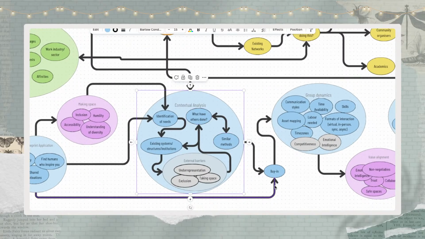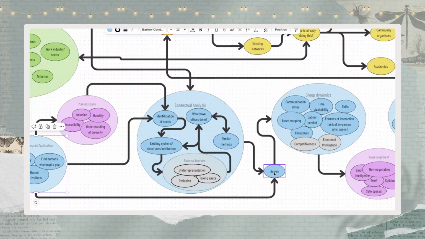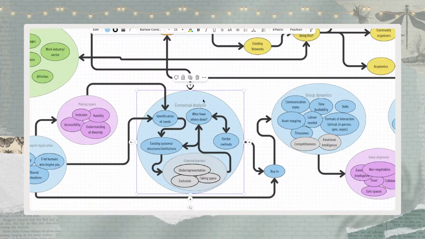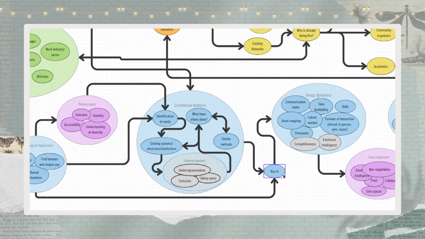Now, from this contextual analysis, we're able to get buy-in from different people. Perhaps from that shared reality, there are people who already buy in to this shared effort, but some might need more contextual understanding. So that's why different arrows inform the buy-in process.